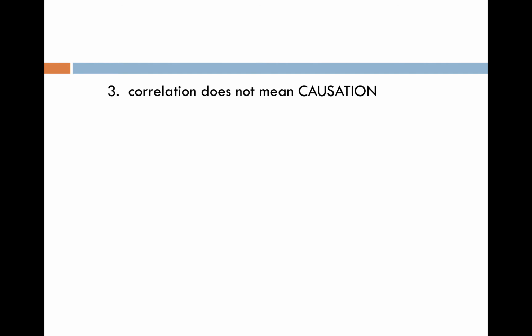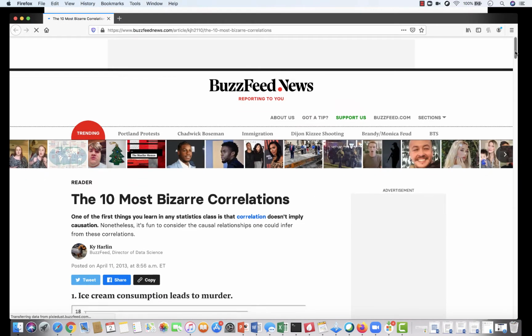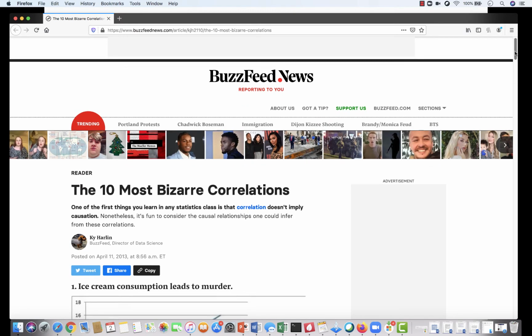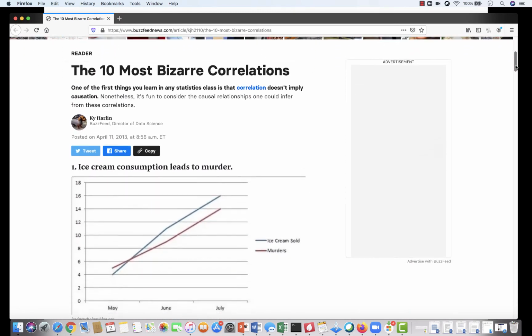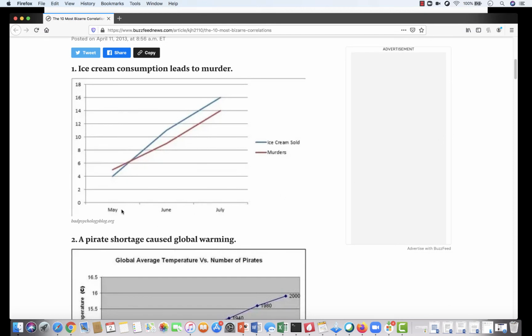Again, correlation does not mean causation. We're going to take a look at some pretty bizarre correlations here that show that correlation does not necessarily mean causation. Okay, here we're looking at ice cream consumption and murders, and it says ice cream consumption leads to murders. Looking at the data, over a period of time the amount of ice cream sold increased, along with the number of murders, from May to July. Okay, it appears as though there's a correlation. Clearly, there's not. Okay, so again, correlation does not necessarily mean causation.